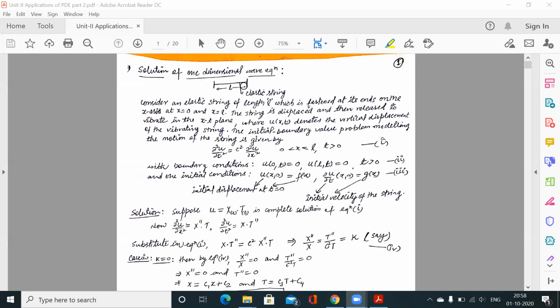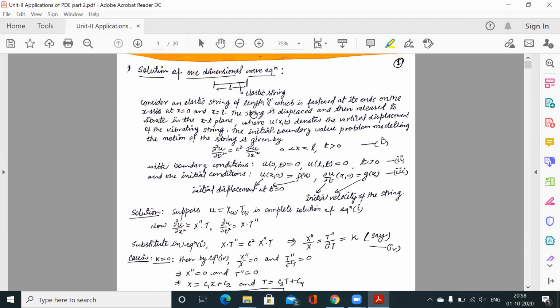We have to solve those types of partial differential equations, and only one method is there, that is the separation of variables method. Using that method, we have to find the solution of the wave equation, heat equation, and Laplace equation. First we will consider the one dimensional wave equation. The wave equation is also two dimensional, but initially we are solving only the one dimensional wave equation. This is a standard partial differential equation.